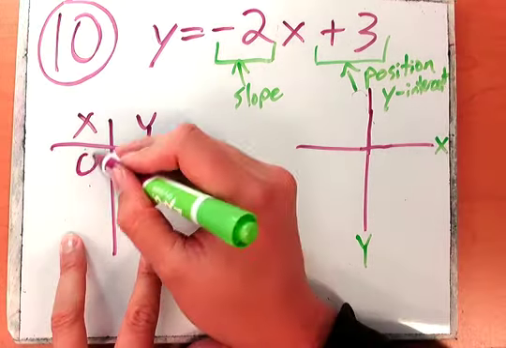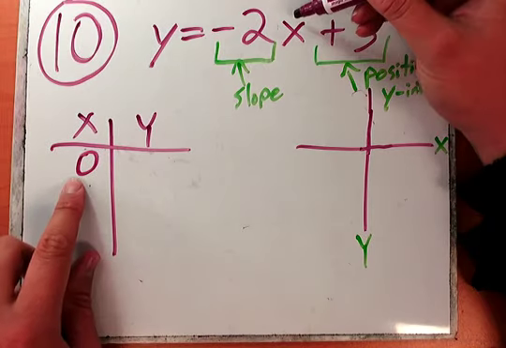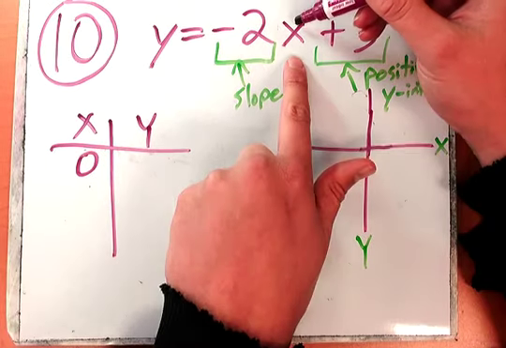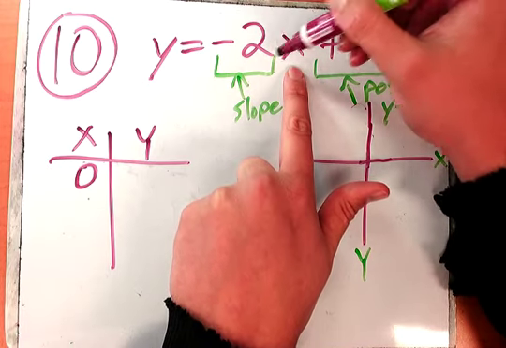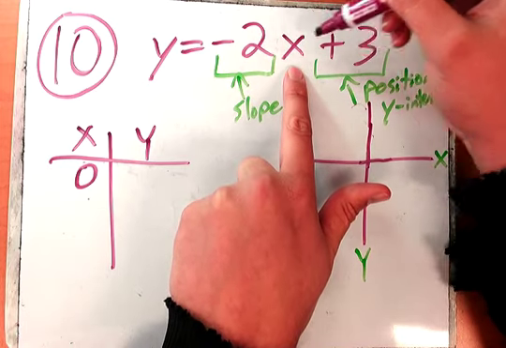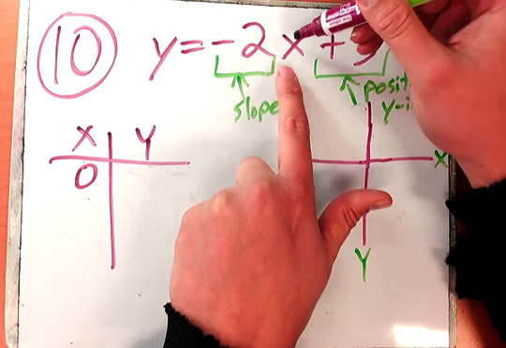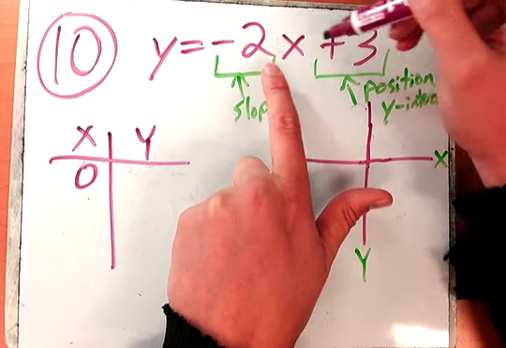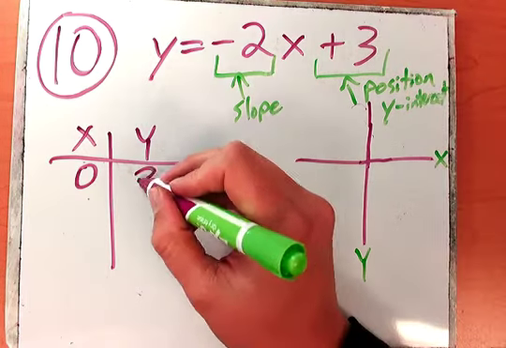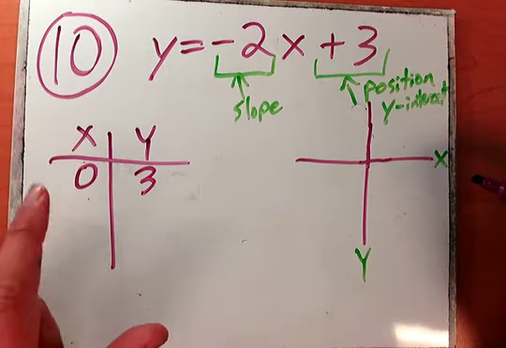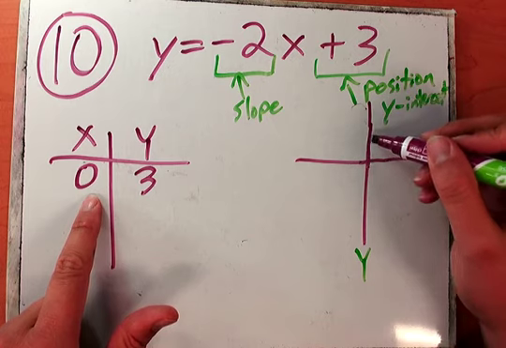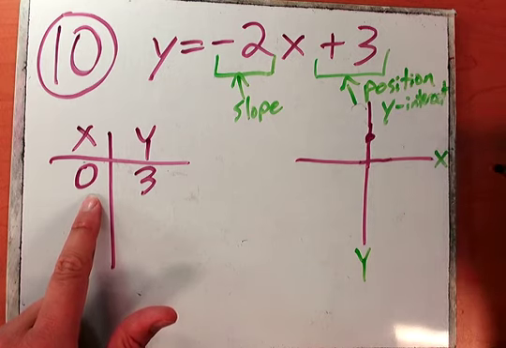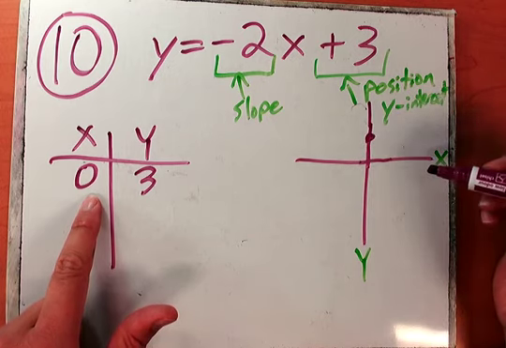So we can say if x equals 0, I'm plugging in 0 here. I've got 0 times negative 2, which is 0. Then I've got a plus 3. So 0 times negative 2 is 0 plus 3. Well, that's actually 3. So when x is 0, right in the middle here, y is plus 3. Cool. So we got that point plus 3 up there.